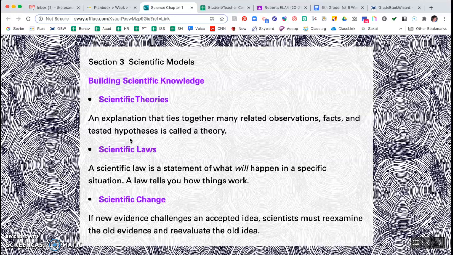So yes, you have a lot of study about them. Yes, you have a lot of data that's been collected and connected together to make it make sense. But a theory has not been proven 100% true.